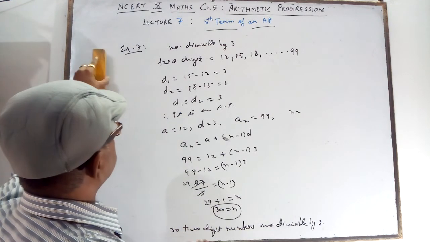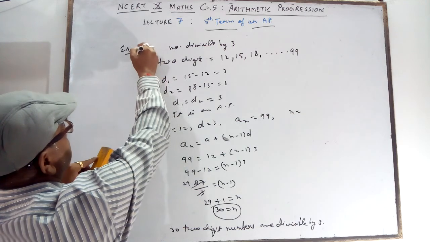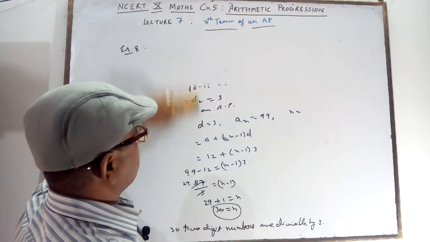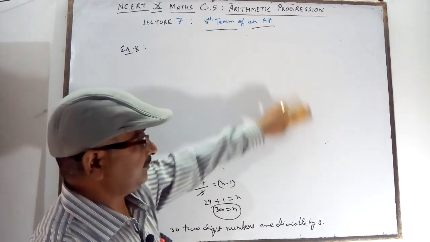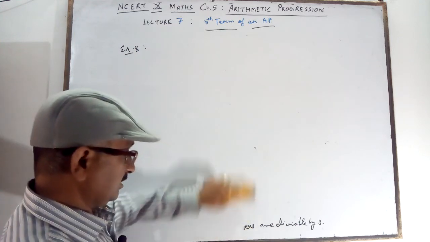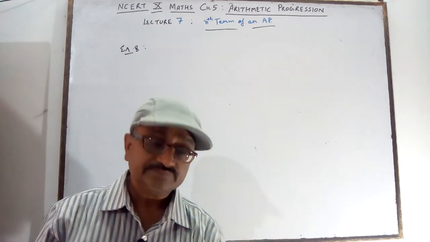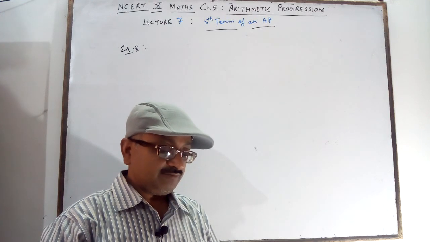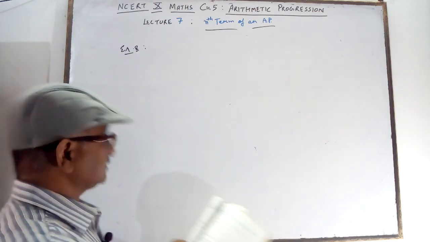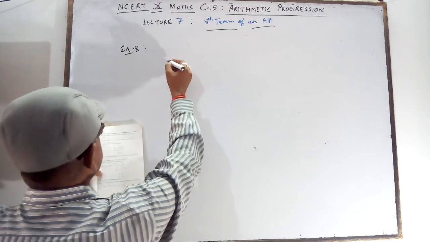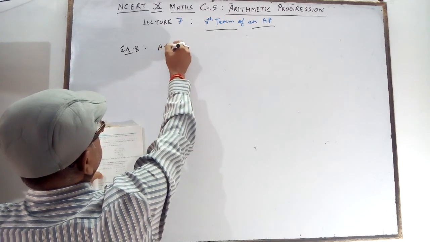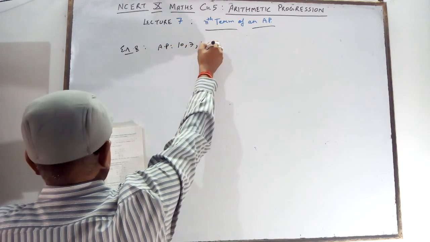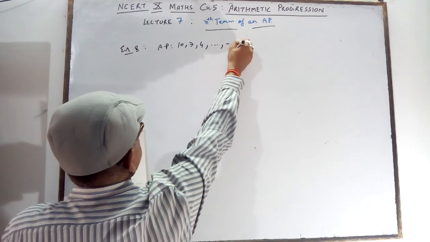Example 8 is given. For any 2-digit number divisible by 5 or 6, first you write the tables and then you find out the numbers which are divisible. Next question, example 8: find the 11th term from the last of the AP. The AP is given: 10, 7, 4, dot, dot, minus 62.